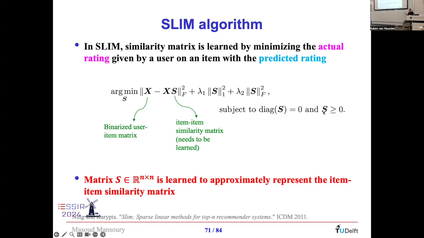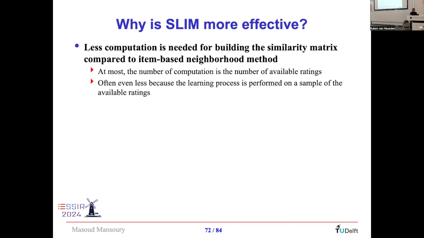Also, similarity value should be positive is another constraint. By minimizing this objective function, we will derive the similarity matrix S. And the question is why SLIM would be more effective than item-based neighborhood model. First, it requires less computation compared to the item-based neighborhood model. It does the optimization process with the objective function.